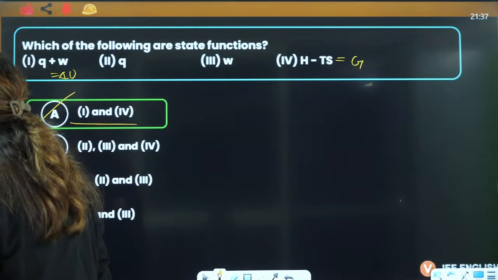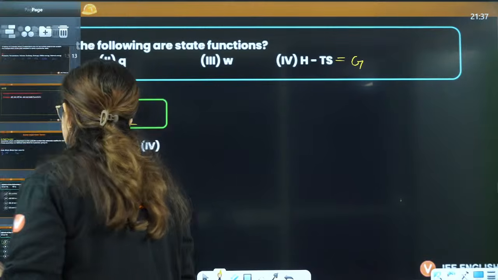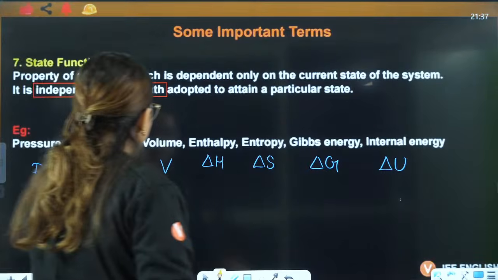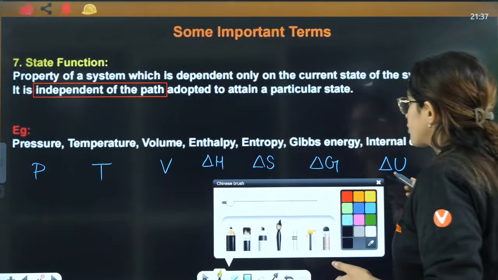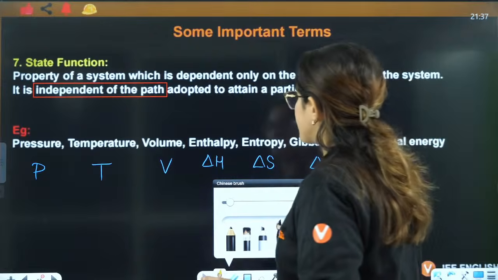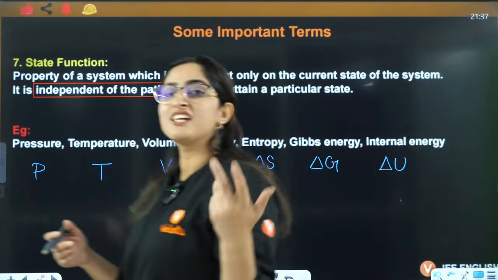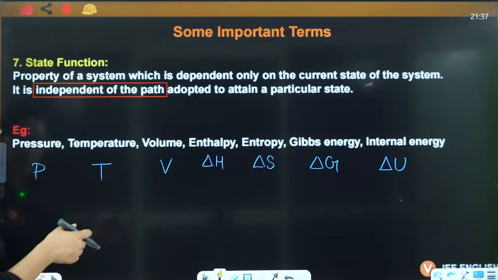Yes, ma'am, please explain state function. State function, beta, is independent of the path. It does not depend upon the path, like pressure, temperature, volume, enthalpy, entropy. They just depend upon the initial and final value. Right? Okay?